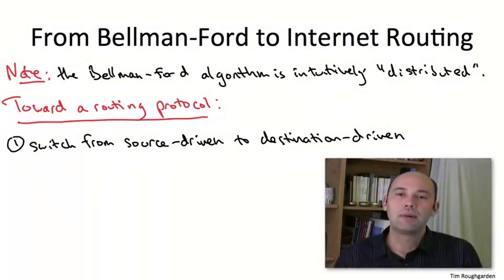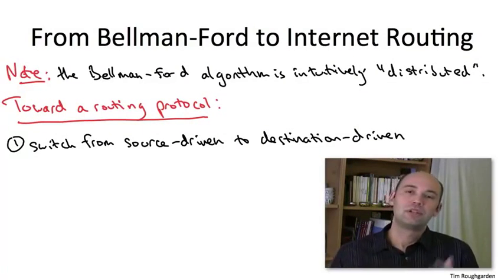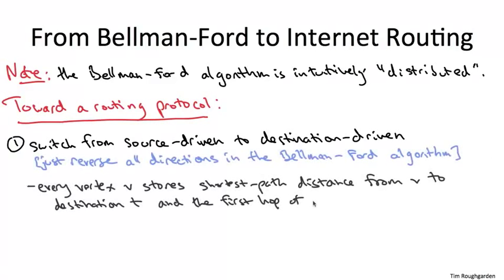All you have to do to accommodate destination-driven routing is reverse all of the directions in the Bellman-Ford algorithm. So instead of having a source vertex s out of which you compute all shortest paths, you're going to have a destination vertex t into which you compute shortest paths from all possible origins. Each vertex, rather than storing a predecessor pointer, the final hop on a shortest path from s to that vertex, it's going to store the first hop on a shortest path to the destination t.